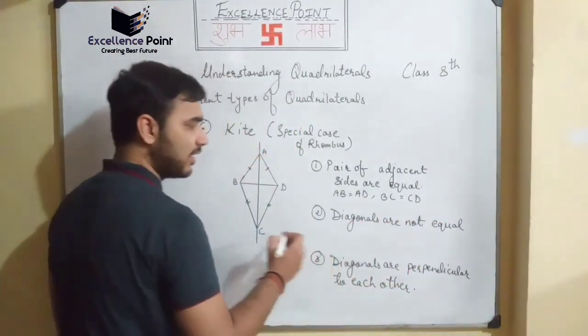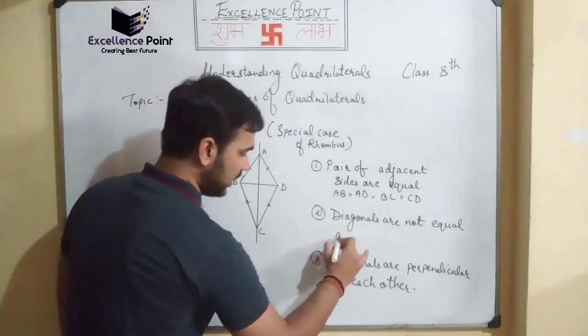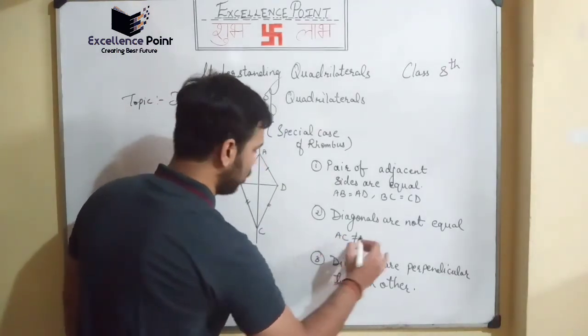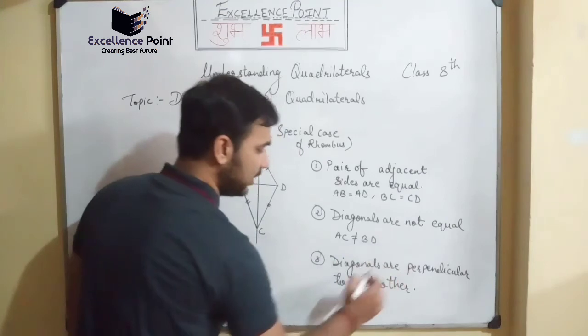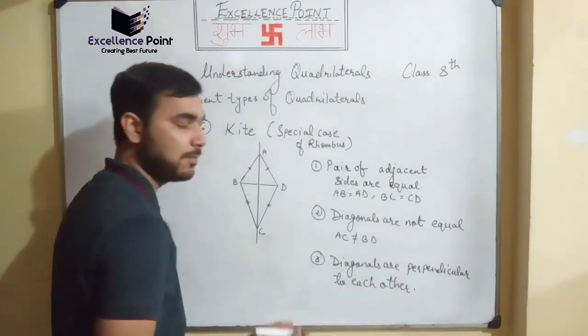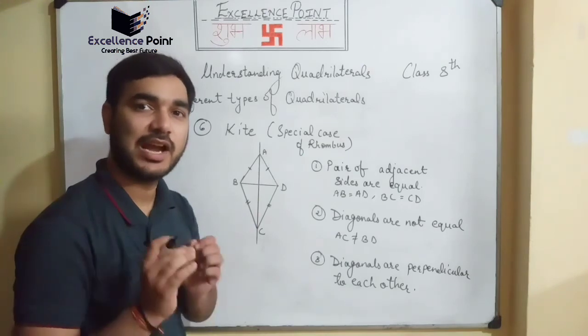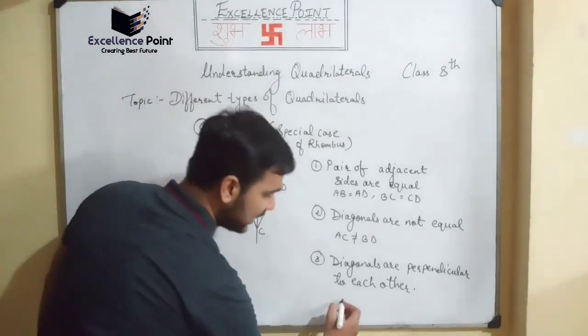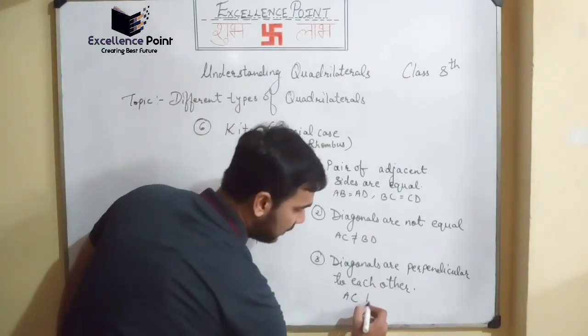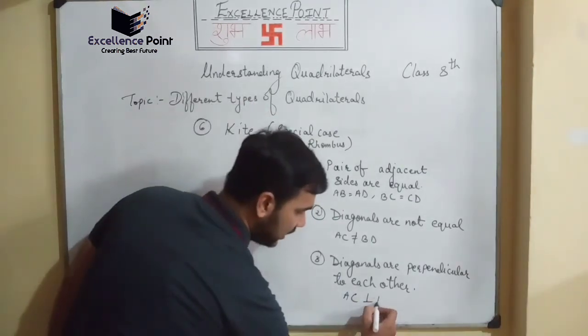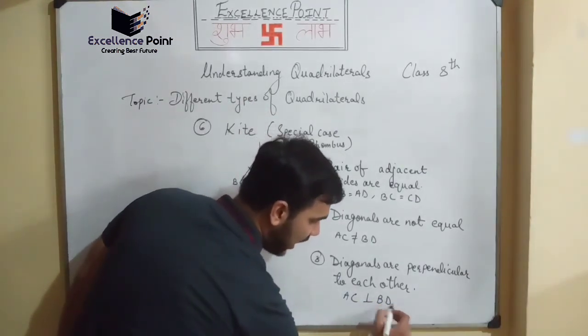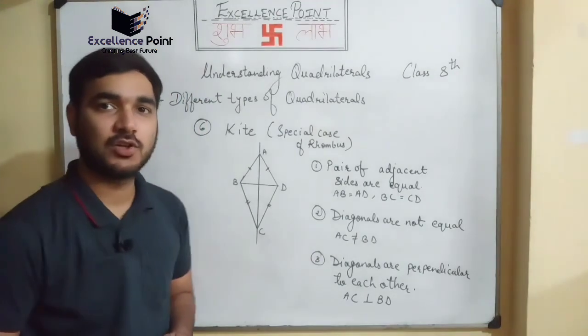Similarly, the diagonals are not equal. It means we can say that AC is not equal to BD. And for the last, the diagonals are perpendicular to each other. It means they intersect each other at 90 degrees. So we can say that AC is perpendicular to BD. And this is the last property of the quadrilateral.